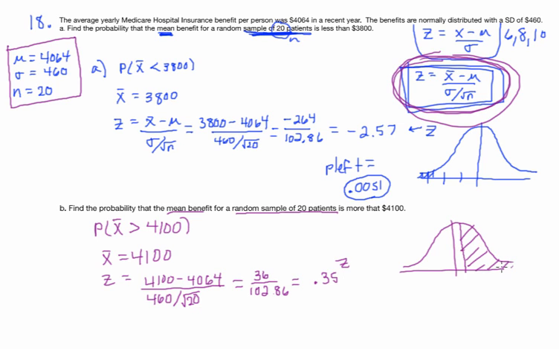So I want this area more than a z-score of 0.35. So I go to my table and I look up the probability that I'm to the left of that z-score is 0.6368. So this area is 0.6368, but I want the other half, so I do 1 minus 0.6368. I get 0.3632.